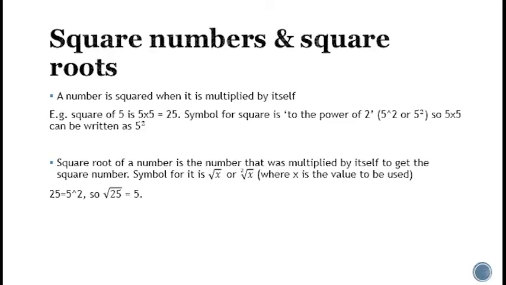Square root is like the reverse of squaring a number. So a square root of a number is the number that was multiplied by itself to get the square number. The symbol for it is √x. 25 equals 5 raised to 2, so √25 is 5. Common application: finding the area of a square.